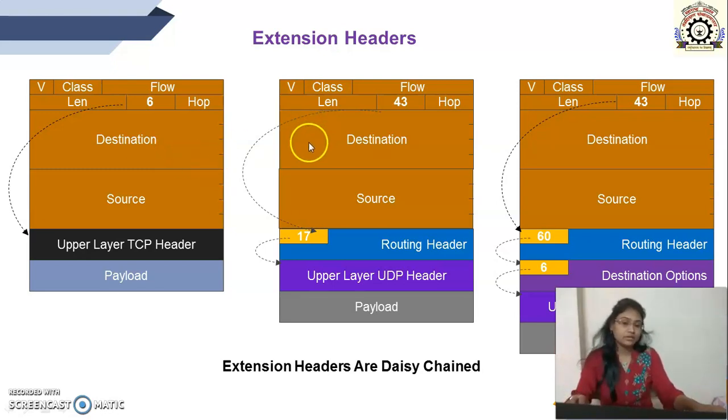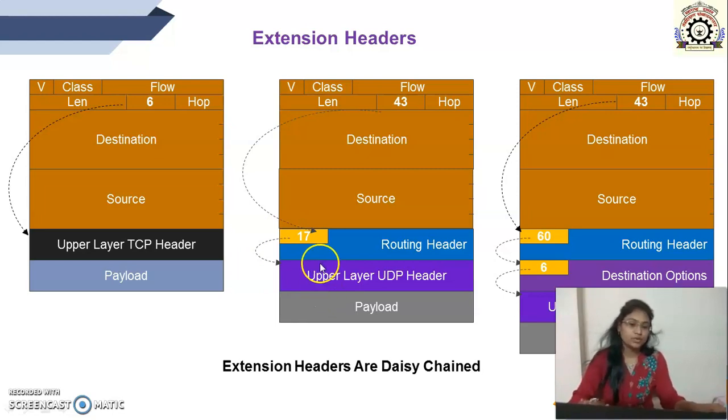In the second representation, 43 is the value used for the routing header, so if 43 is included in the next header field of the base header, then it indicates that the base header is followed by the routing header. Again, the routing header contains the value 17 in the next header field, and this 17 indicates that it is followed by the UDP, that is the user datagram protocol.